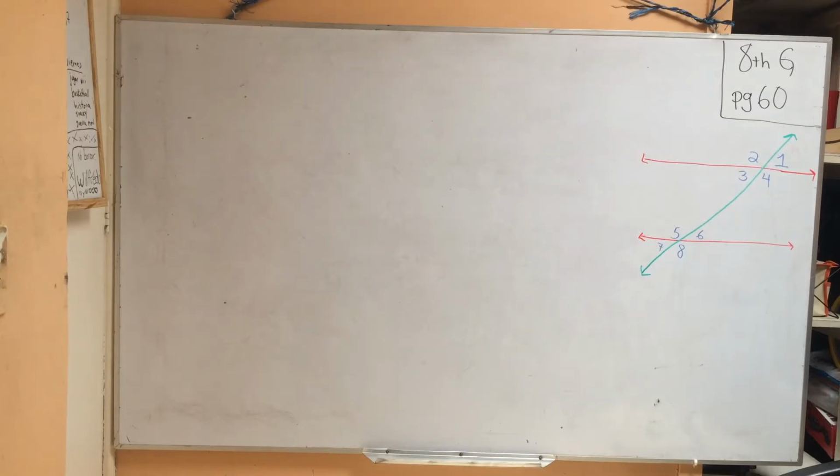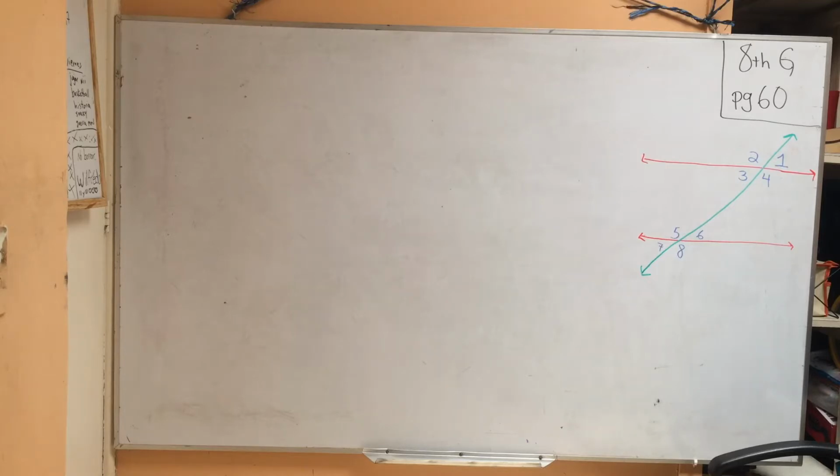This one is number 1 on page 60. Make sure to check it out, we have it in our books. When we start talking about transversal lines, we know that these two are parallel. The red lines are parallel because they have the same direction, same inclination, and they never touch. And the green line is a transversal line. That means that it intercepts the parallel lines at one point. It intercepts both of them.